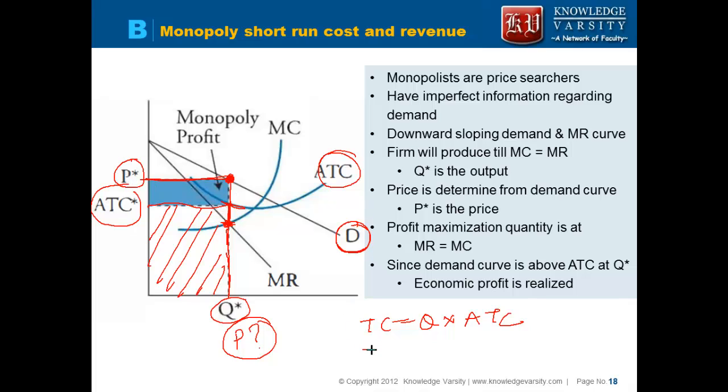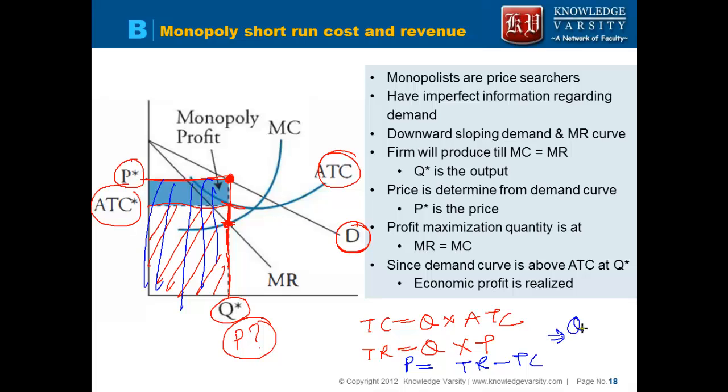So what is the total revenue? Total revenue is quantity into the price. Right? So your total revenue is equal to this entire area. And what is your profit? Profit is total revenue minus total cost, which is quantity into P minus ATC. So this is the quantity, this is P minus ATC, so this is your profit.